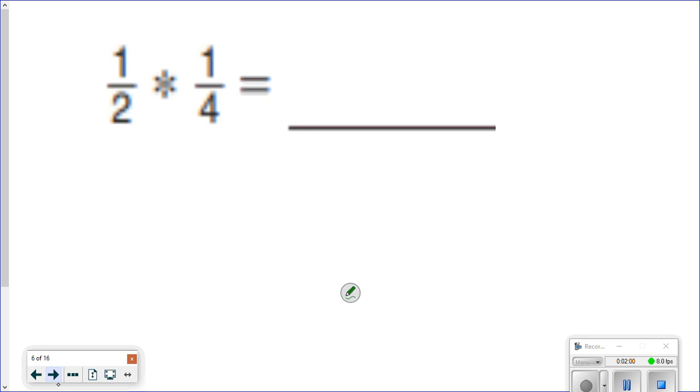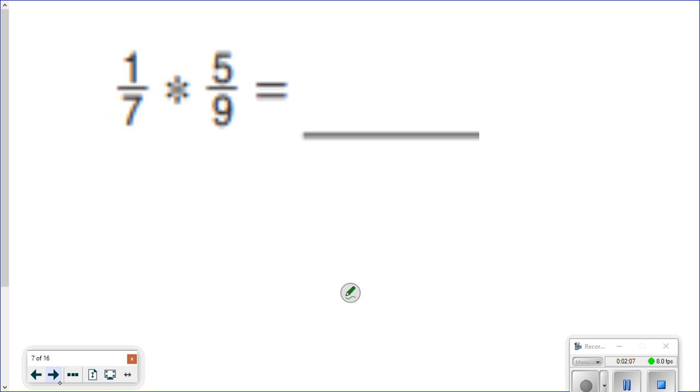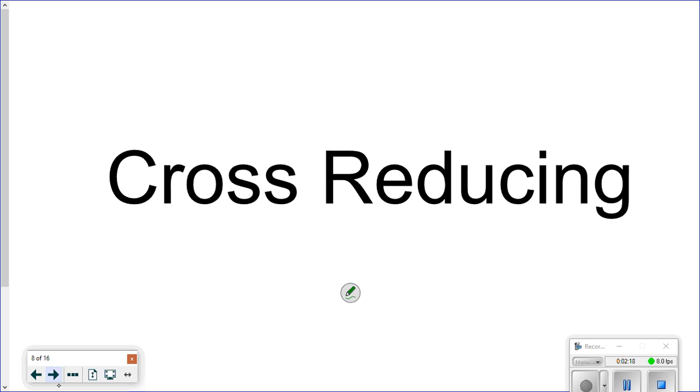1/2 times 1/4. 1 times 1 is 1. 2 times 4 is 8. 1/8. 1/7 times 5/9. 1 times 5 is 5. 7 times 9 is 63. You can't break these down anymore, so there is your answer.